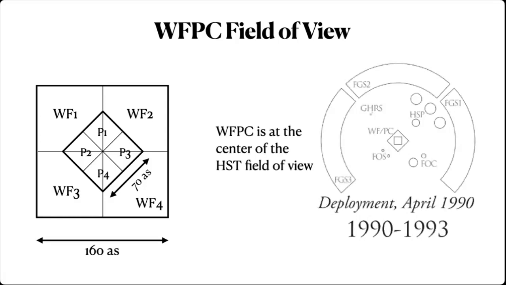Here's what the field of view of the Wide Field Planetary Camera looks like in the focal plane of the telescope. So the Hubble telescope produces light over this focal plane, and you see that the Wide Field Planetary Camera is right in the center. It was considered the primary instrument. And then here are these fine guidance sensors, their field of view, and then the other 4 science instruments around here.